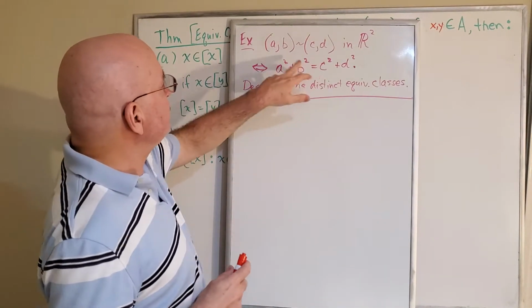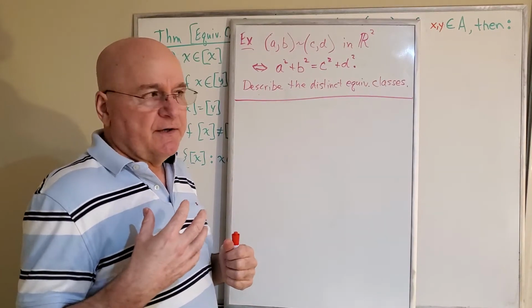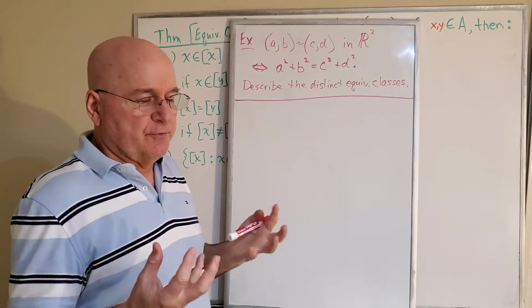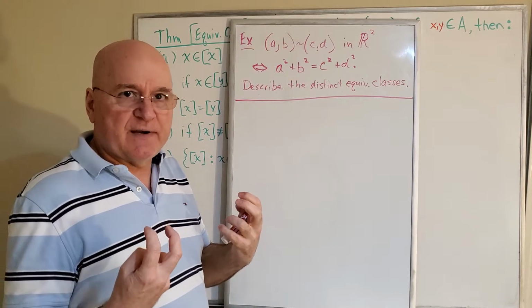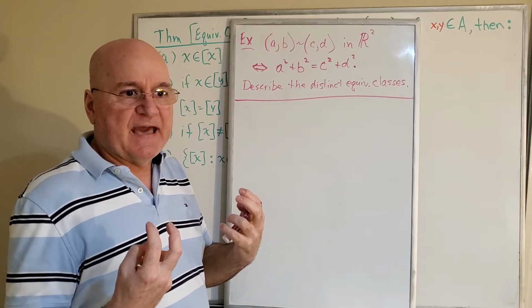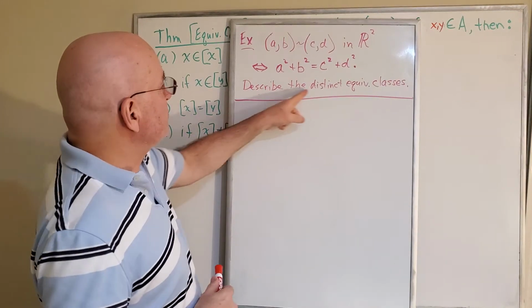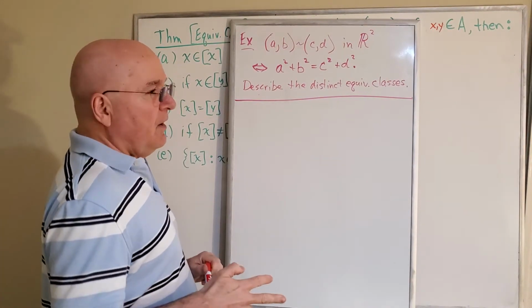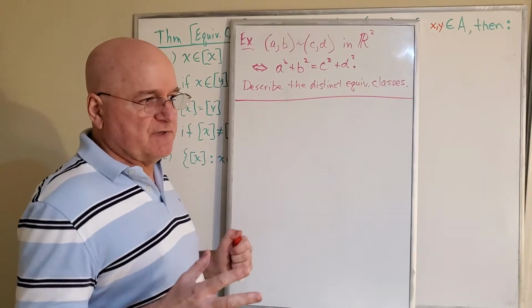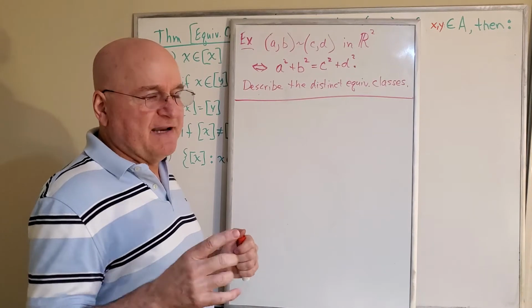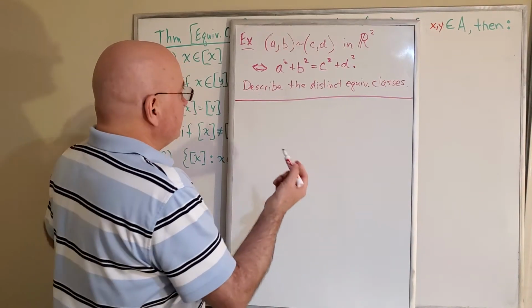So if you're given any two ordered pairs in R2, they relate to each other if and only if the sum of the squares of their components added together would be equal to each other. So describe the distinct equivalence classes. Well, if you can't picture in your head already what it is, and I don't expect you to, you might if you think back to trigonometry and geometry. Let's just do an example.